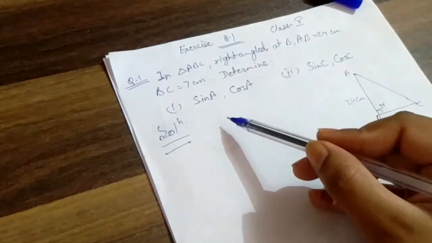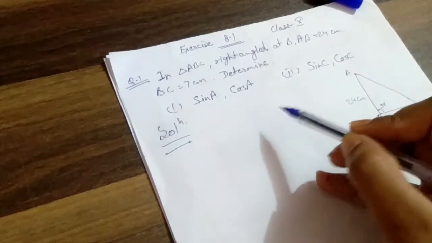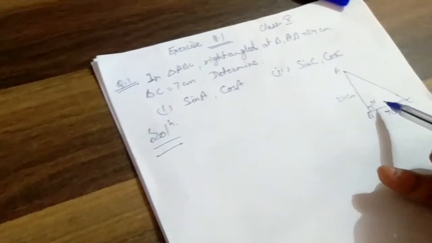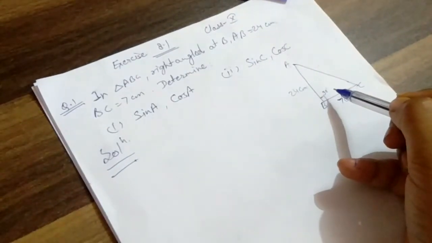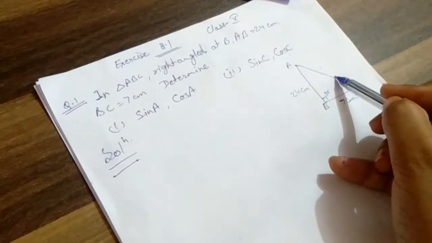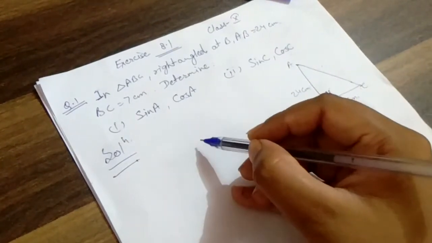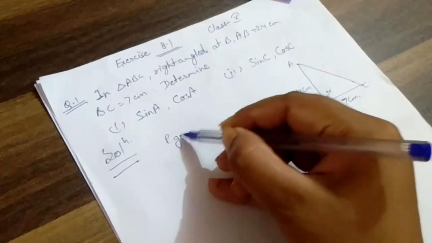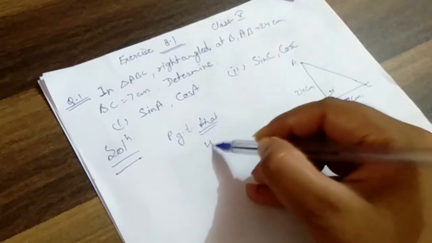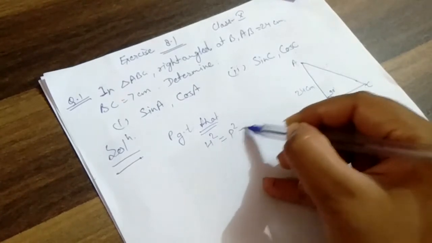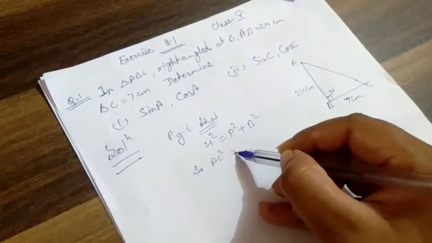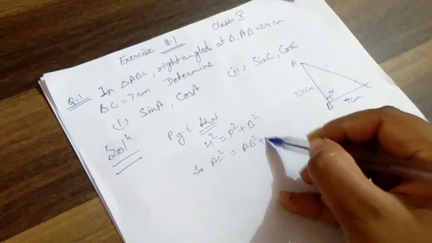As I have told you in the previous video, the first thing we need is to calculate all three sides of a right angle triangle. So first we shall calculate the third side of the right angle triangle which is not given, and that is AC, which is the hypotenuse of this triangle. By the Pythagoras theorem, the hypotenuse square of any right angle triangle is equal to perpendicular square plus base square. So AC square is equal to AB square plus BC square.